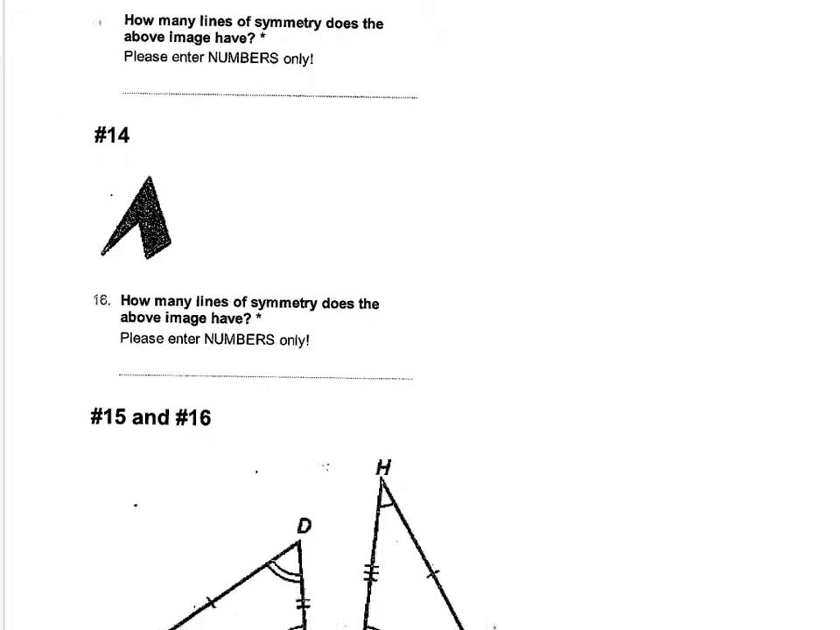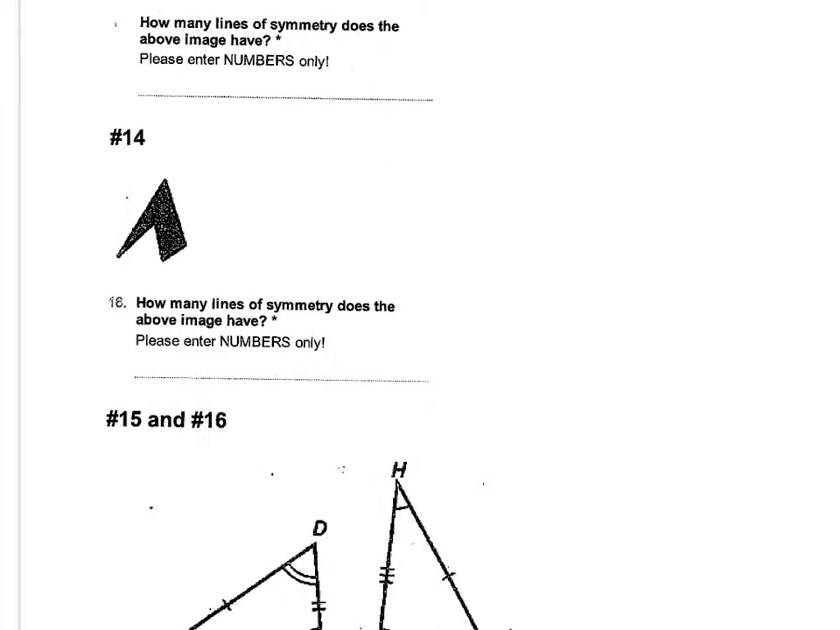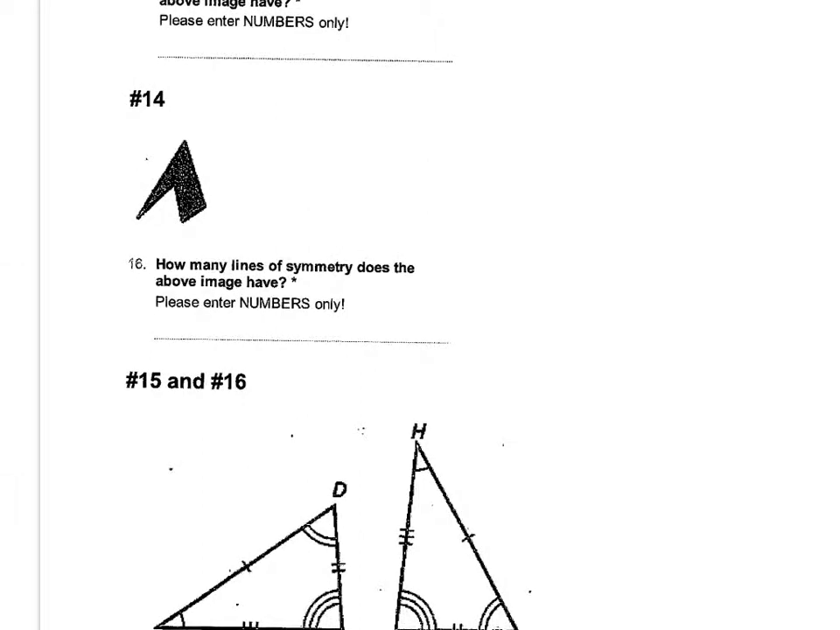Number 14. How many lines of symmetry does this one have? If it doesn't have any, you could put 0. All right, that's number 14.